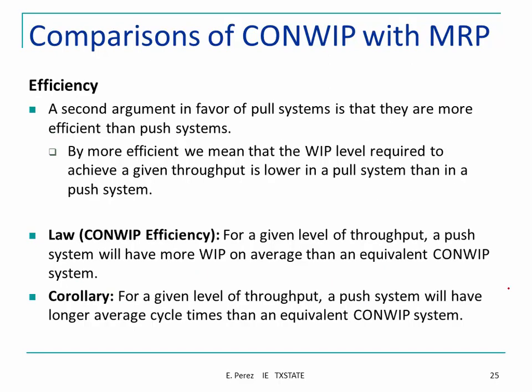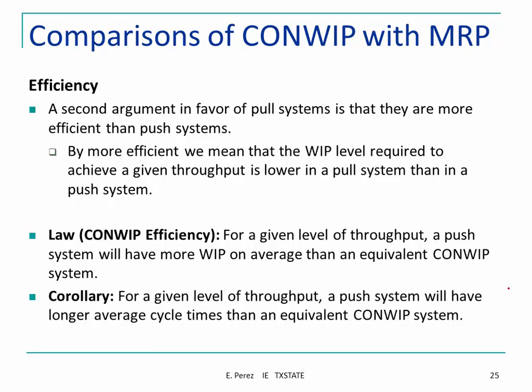In terms of efficiency, a second argument in favor of pull systems is that they are more efficient than push systems. And by more efficient, we mean that the WIP level required to achieve a given throughput is lower in a pull system than in a push system. So here we have the law of CONWIP efficiency. That basically states that for a given level of throughput, a push system will have more WIP on average than an equivalent CONWIP system.